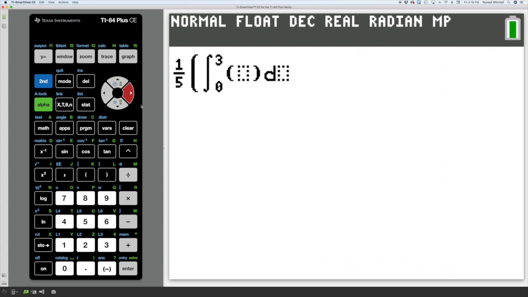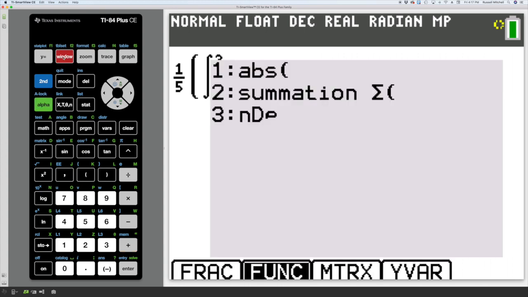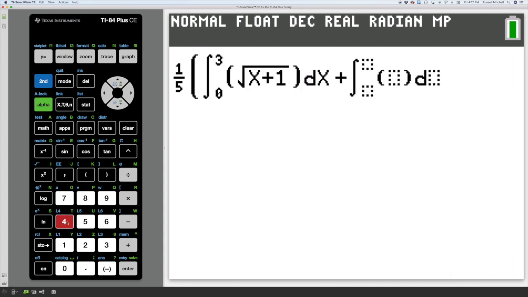And then this would be the square root of x plus 1. So square root and then x plus 1 and then dx. So that's the integral from 0 to 3. And then we also need to add in the integral, so alpha window 4 from 3 to 5. And then we type in 5 minus x and then dx. And then close our parenthesis for the sum of these two integrals, and then we press enter.